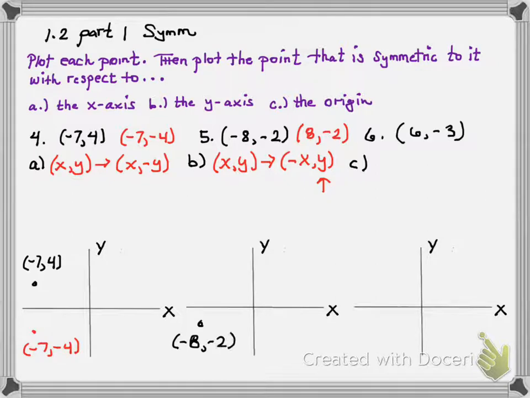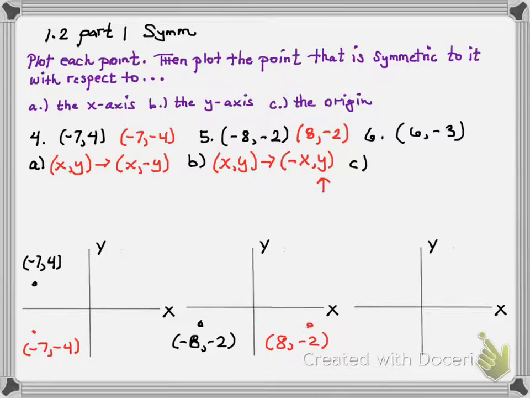And if I want to plot a new point that's symmetric to that with respect to the y-axis, I would plot positive 8, negative 2. That means I would move to the right 8, down 2. And that would look something like this. And you can see that our new point looks like it has been reflected over the y-axis. Alright, that means symmetric with respect to the y-axis.